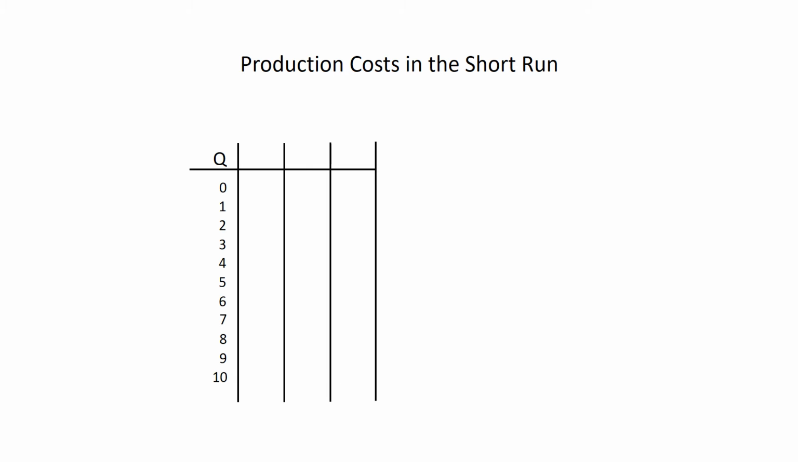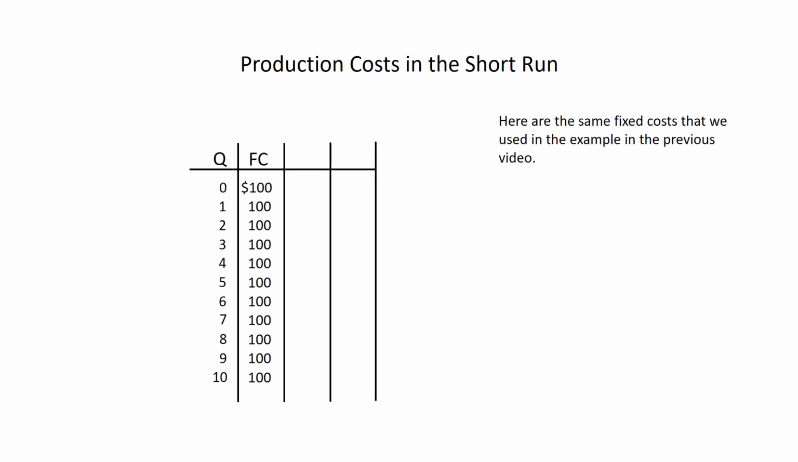Let's start with the independent variable, quantity. As you can see here, the firm's maximum production capacity is 10 units of output per period. Let's call a period a day. The firm can produce anywhere between 0 units and 10 units of output per day, but cannot exceed that limit in the short run. Here are the same fixed costs that we used in the previous video.